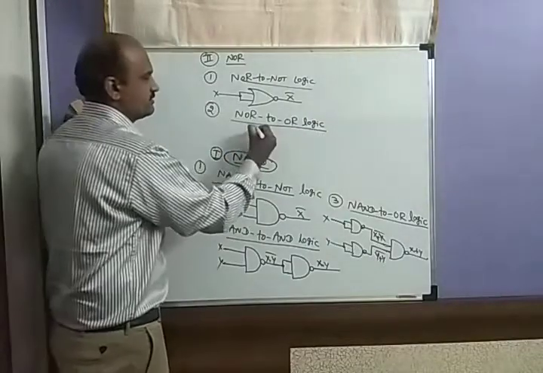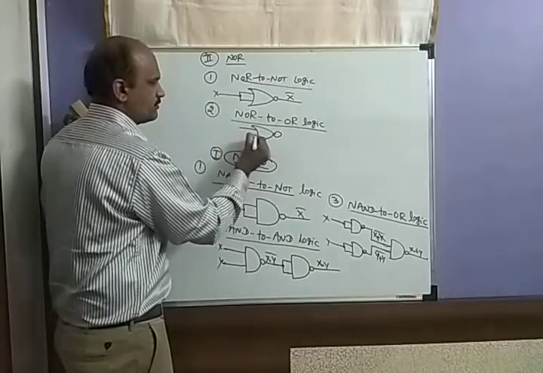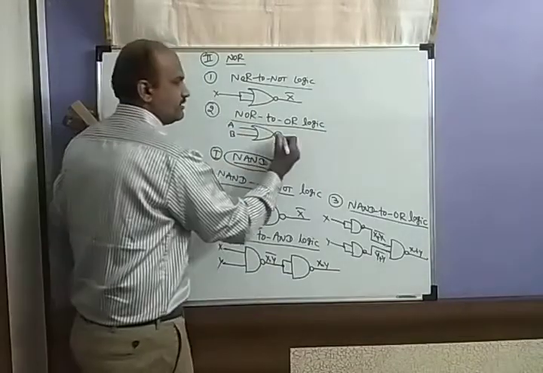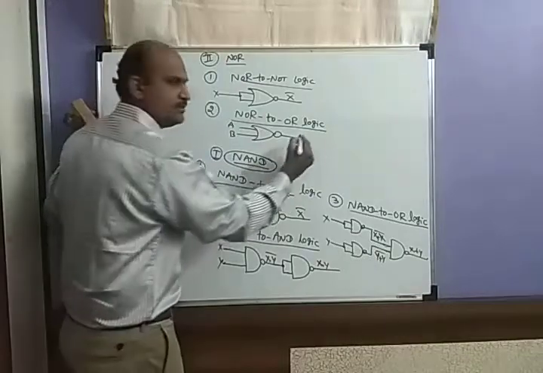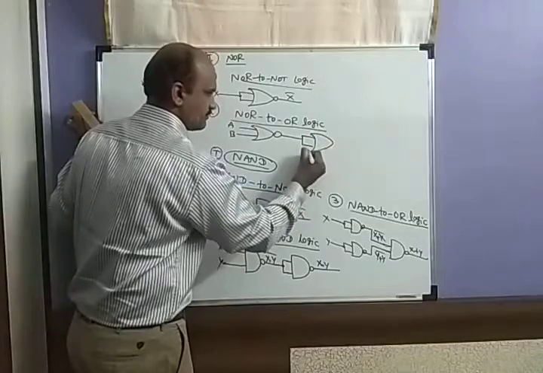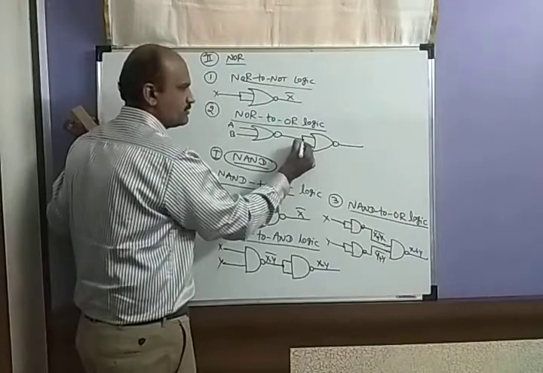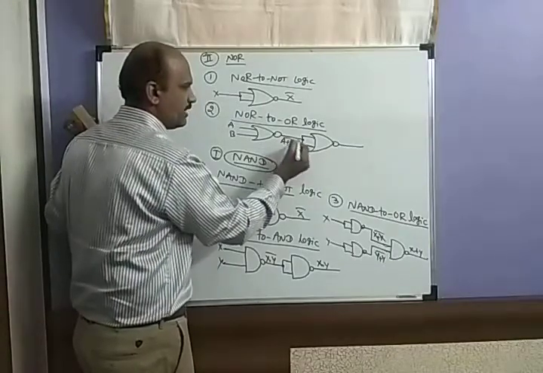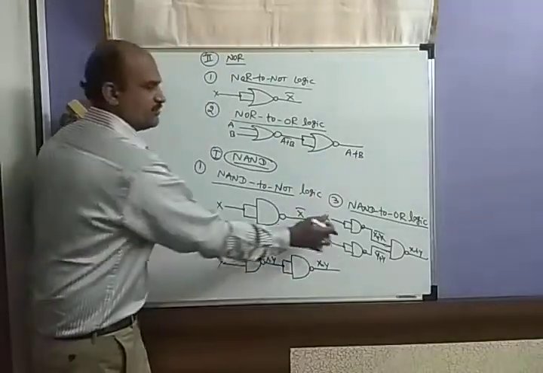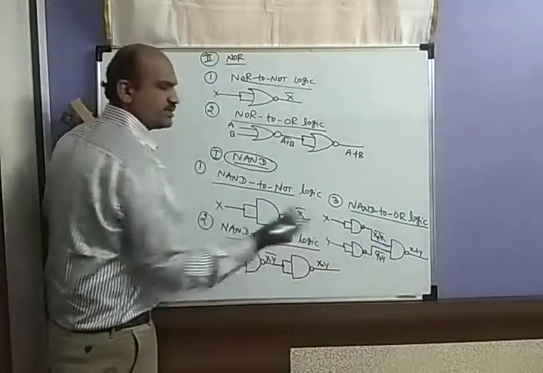You can take two inputs, A and B. Then another NOR gate like this. Here this becomes A plus B whole bar, so this becomes A plus B. Here we took X and Y as different, separate inputs. You can write it like this also.